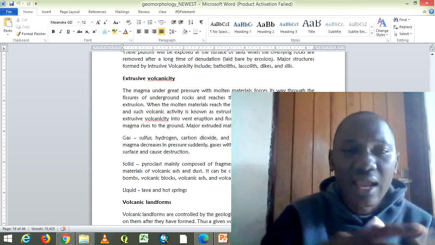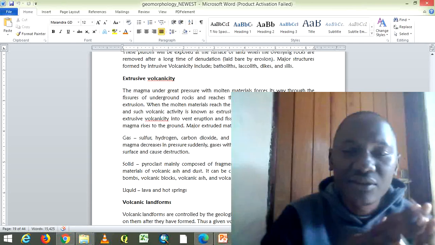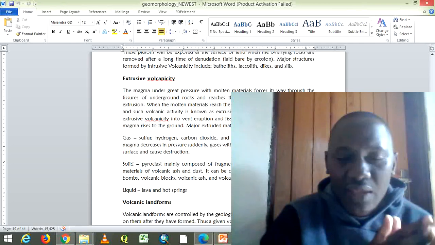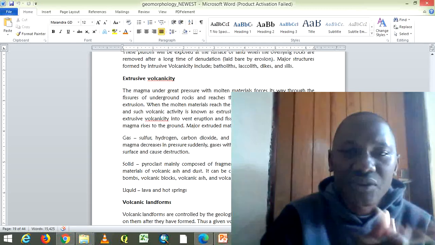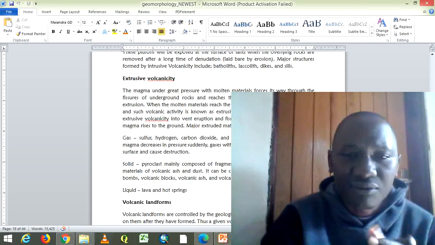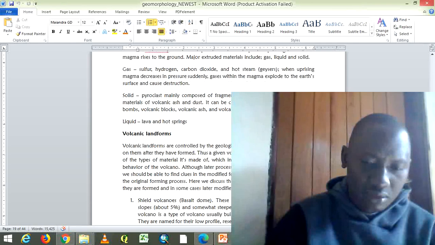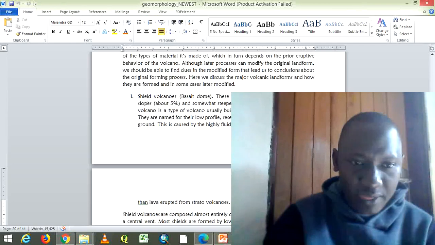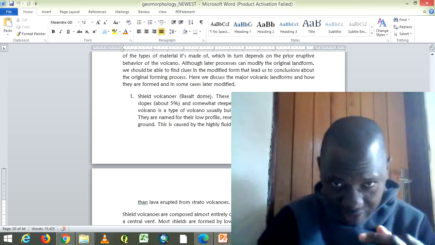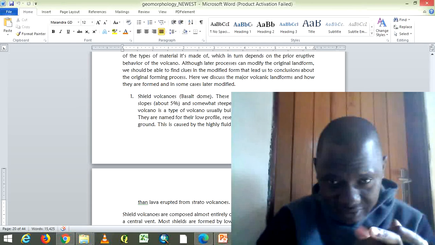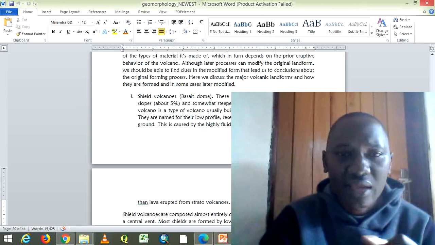So the violence depends on the nature of the magma, the amount of gases, and the temperature. When the magma has sufficient temperature, sufficient gases, and sufficient pressure, it will make its way onto the surface of the earth and eventually lead to formation of extrusive volcanic landforms. These extrusive volcanic landforms are classified into the shield volcanoes or basalt domes, which are characterized by gentle upper slopes, about 5%, and somewhat steeper lower slopes, about 10%.